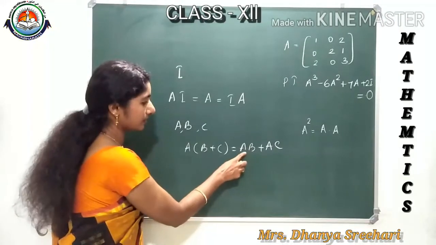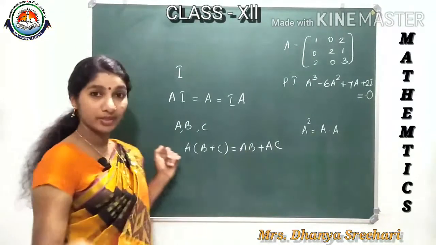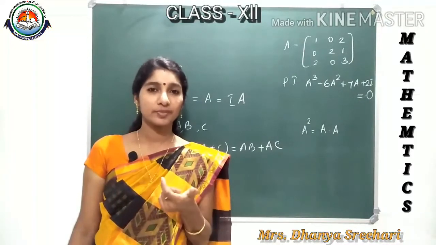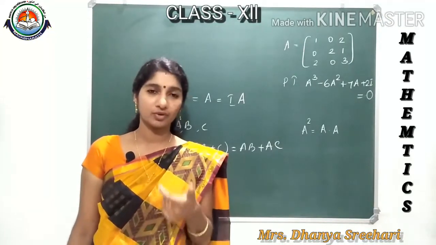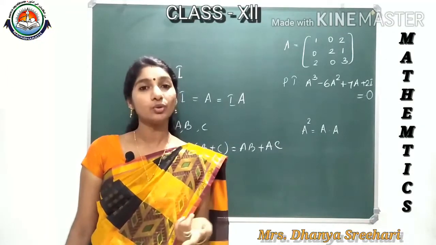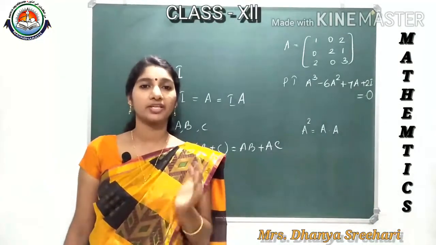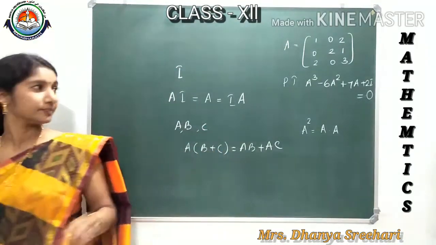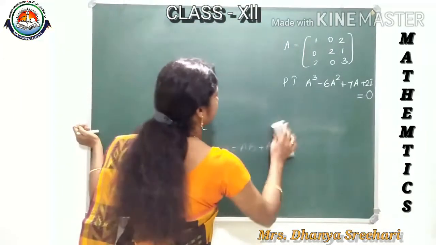And for two matrices, A into B should be defined. How will we say it is defined? By looking at the first matrix, its number of columns will be equal to the second matrix's number of rows. Then only we can do multiplication. That time only multiplication is defined. Clear? Then come to that problem.